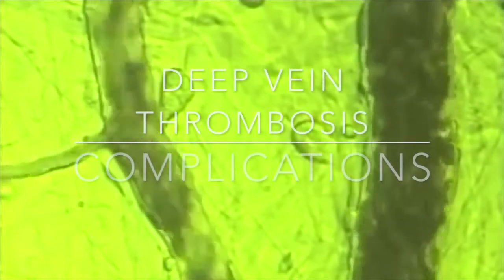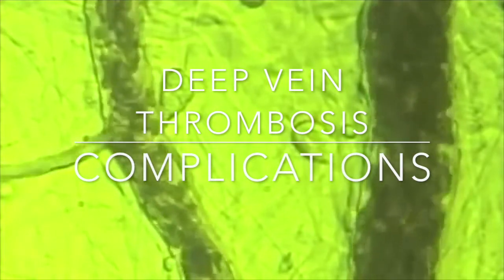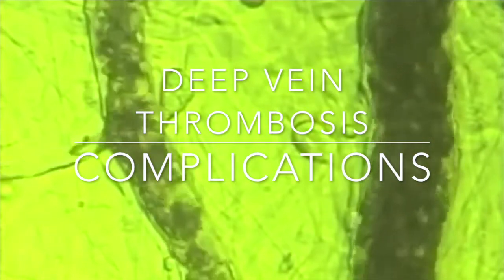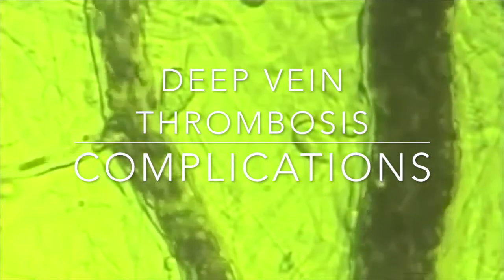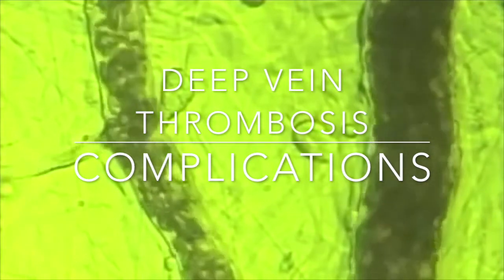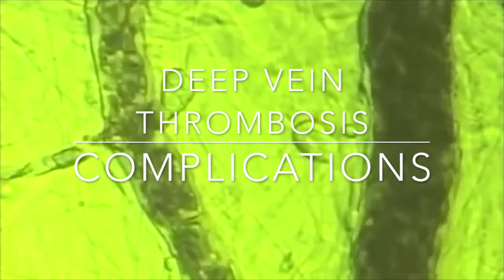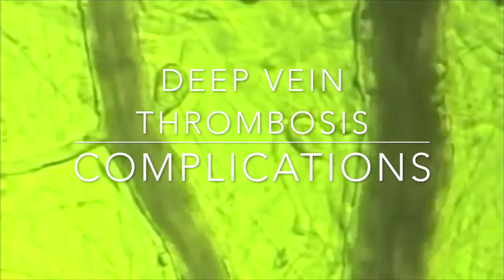One of the most serious complications of DVT is pulmonary embolism. This occurs when a blood clot becomes lodged in one of the pulmonary arteries of the lung. This is a potentially fatal condition that blocks blood flow to the lungs. Shortness of breath, sudden chest pain, and coughing up or vomiting blood are all possible indications of pulmonary embolism. If you experience any of these symptoms, seek immediate medical attention.